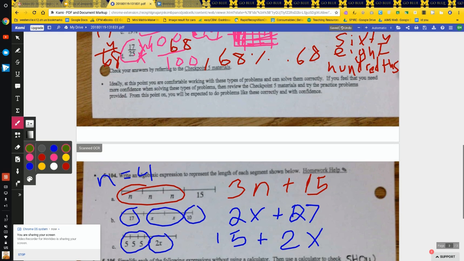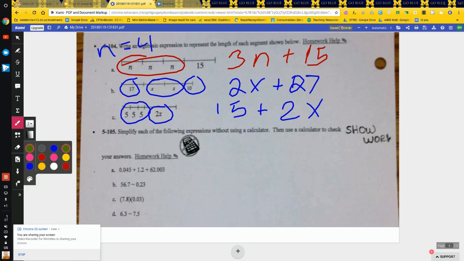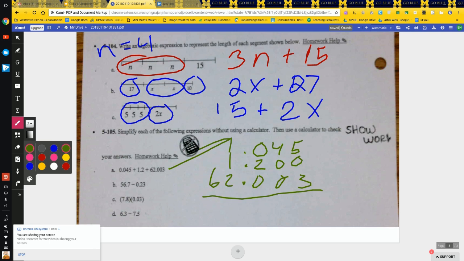All right, last question here. It says not to use a calculator, so we do have to show our work. I actually had this one on our Jeopardy game. 0.045 plus 1.2. Now, when we're adding, you always have to remember to line up your decimals, not when you multiply, but when you add, you need to. Plus 62.003. Add them all up.